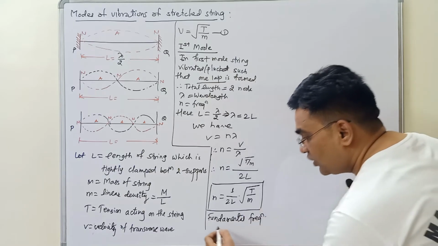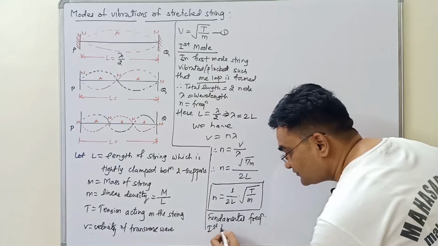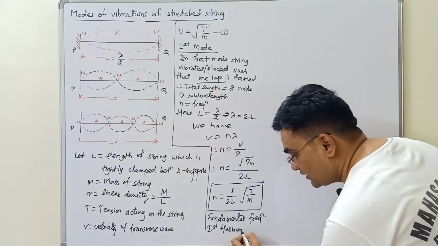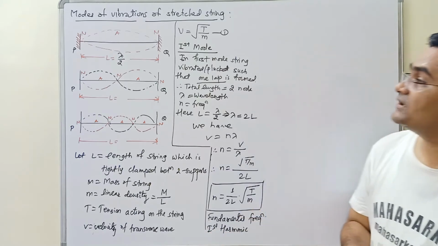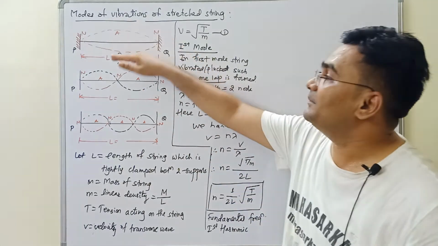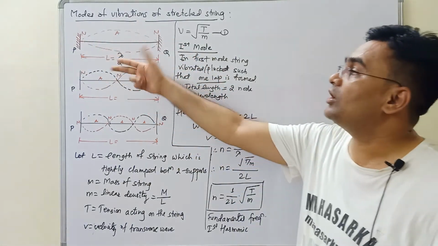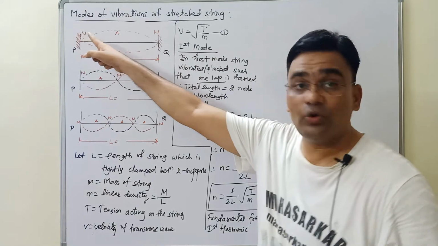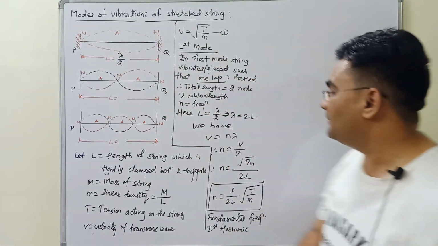Fundamental frequency, or it is also called as what? First harmonic. I hope you understood. When the string is plucked at the middle, only one loop is going to form. Nodes will be formed at the open ends and an antinode will be formed at the middle.